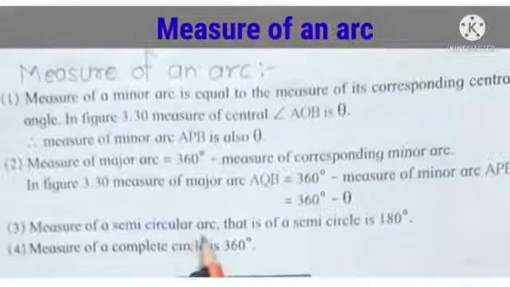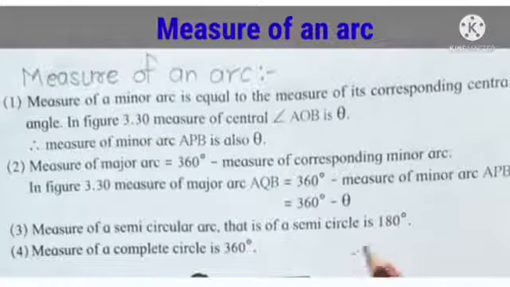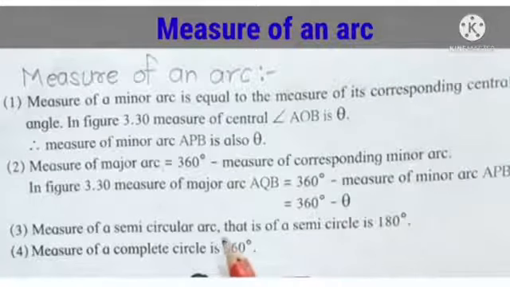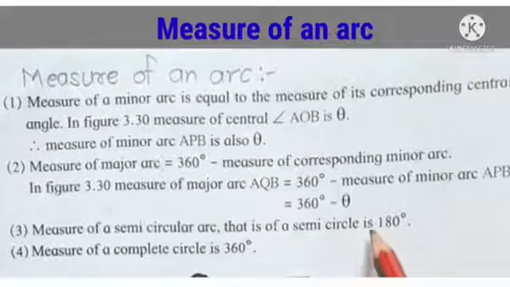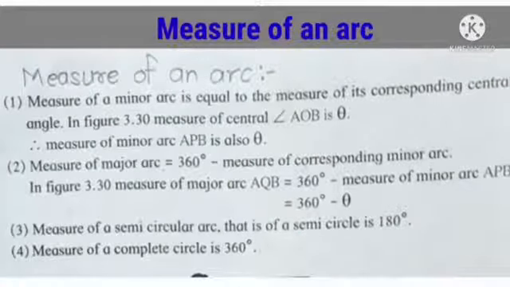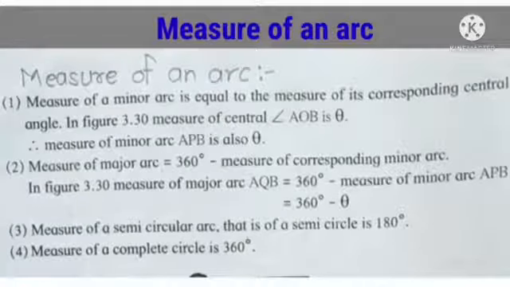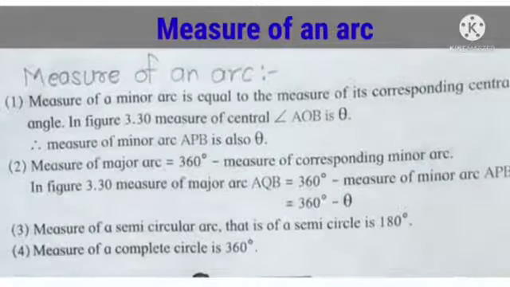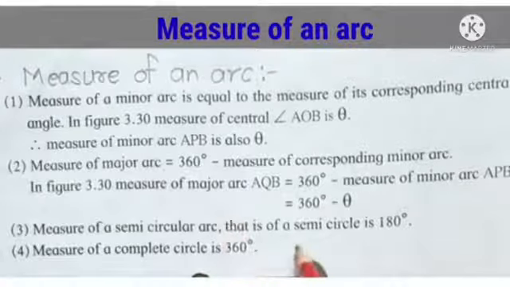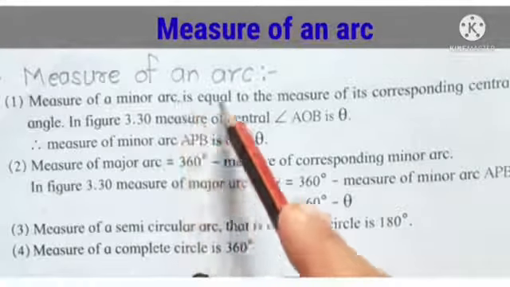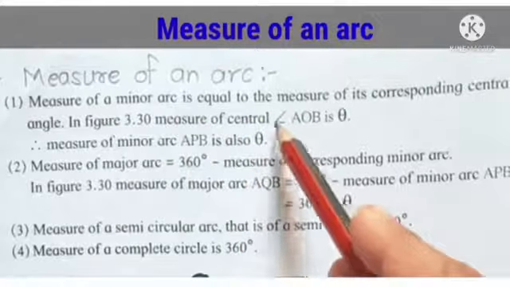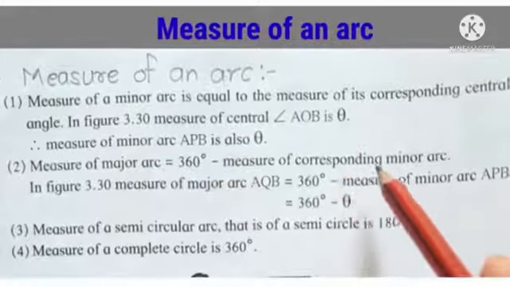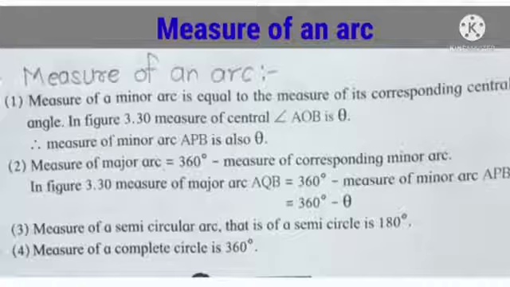Then, the measure of a semicircular arc. What is a semicircular arc? The two parts formed by a diameter passing through the center. The measure of a semicircular arc is 180. The full circle is 360, and half of it is 180. And the measure of a complete circle is 360. The measure of a semicircle is 180. The measure of a minor arc is equal to the corresponding central angle. The measure of a major arc is equal to 360 minus the measure of the corresponding minor arc. You remember all these four things.